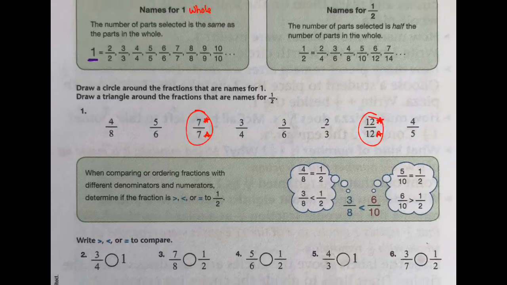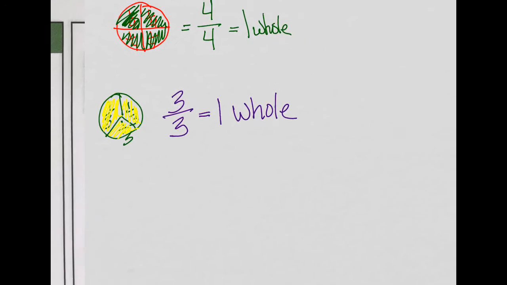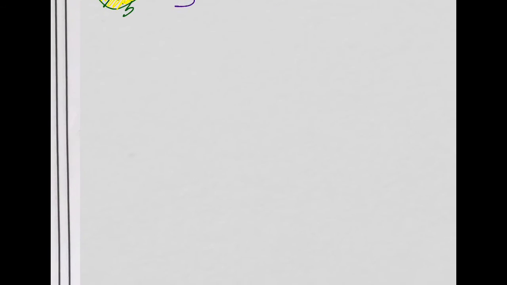So knowing, let's go over here. We're going to talk about names for a half. Let's go right there. All right, so names for 1/2. Okay, well, if a whole is 4/4, what do you think a half of the fourths would be? It's still 4 pieces, but it would be half of the whole, so that would be 2/4. Okay, let me draw that for you.